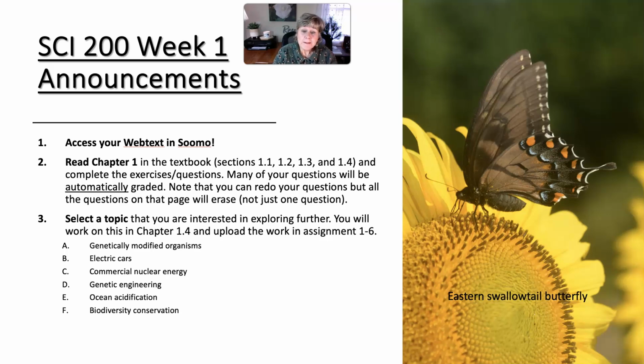That's fine. In that section 1.4, you're going to select your scientific topic for this term that you are going to scientifically research. Not just do a Google search. That is not going to cut it. Here are your choices.